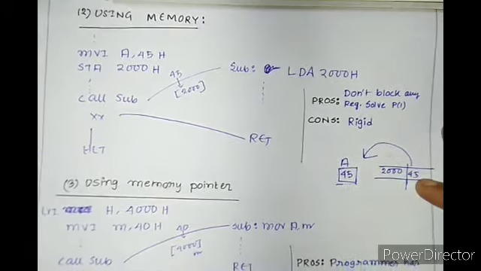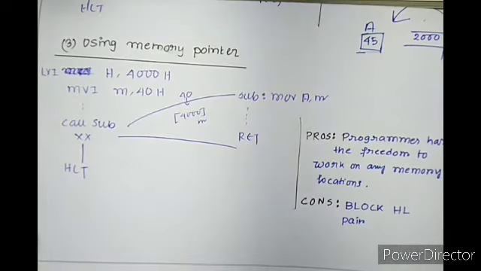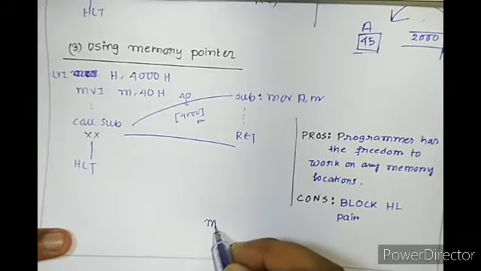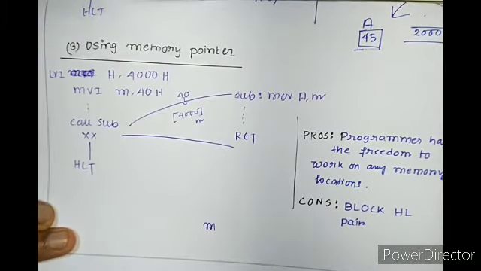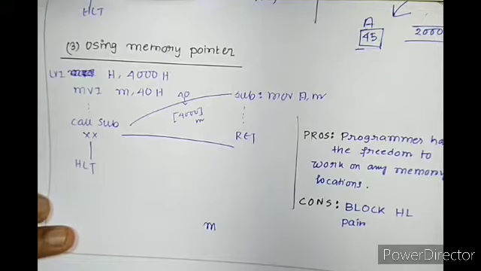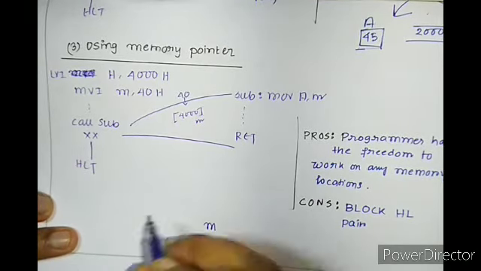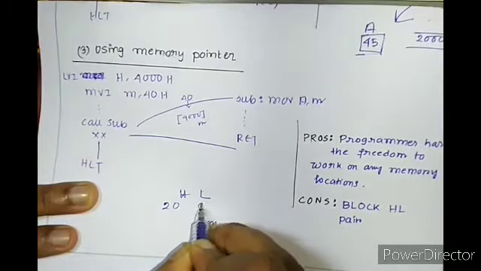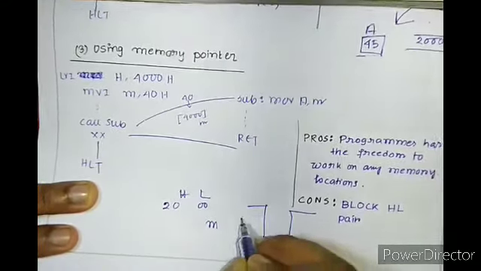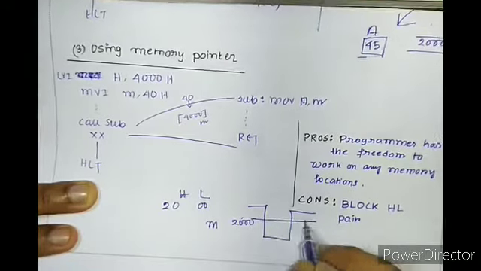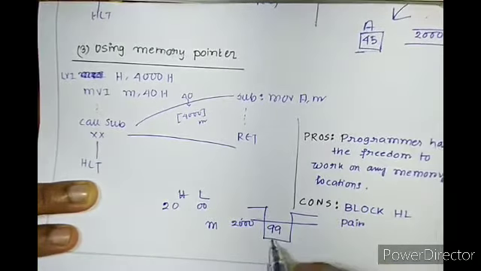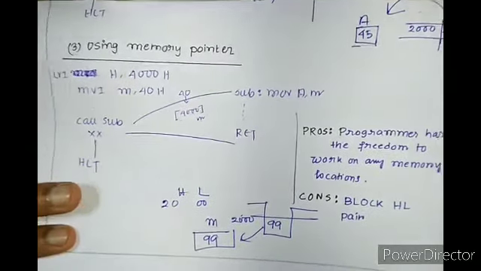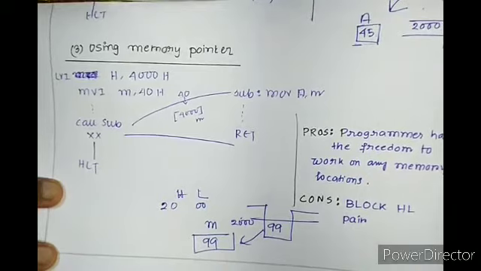Next is memory pointer. This one is my favorite. What is memory pointer? M. It stores the data pointed to by the HL pair. Means in the HL pair there is some address, suppose 2000. At location 2000, whatever data is in that location, suppose 99, M holds that 99. We can pass our data through M also.